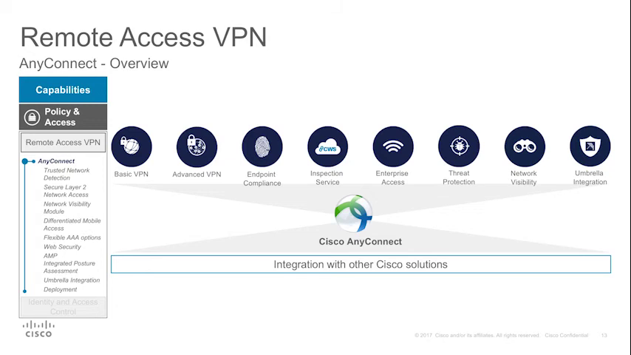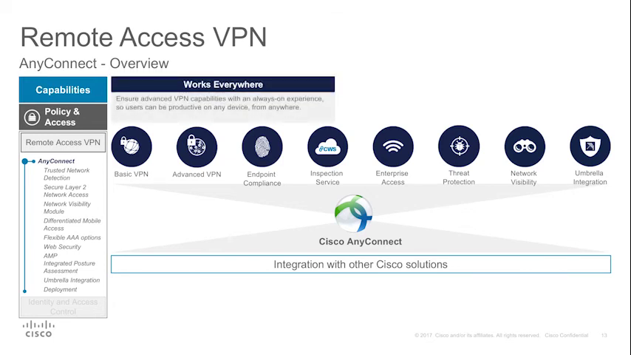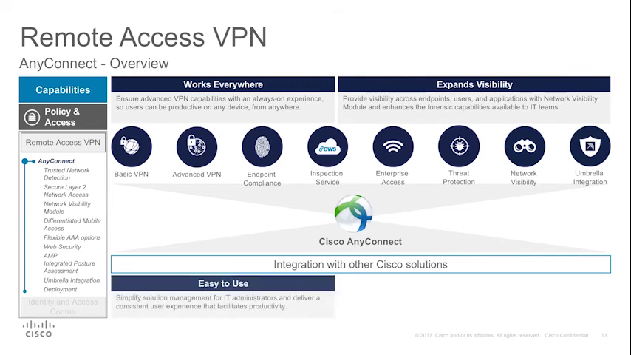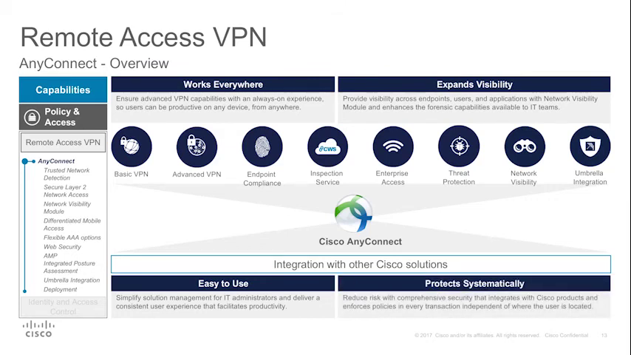Unlike other mobility solutions, AnyConnect goes beyond basic VPN needs, enabling customers to ensure approved devices and users have a consistent, reliable connection to the corporate network from anywhere, expand visibility with contextual endpoint intelligence, provide users with greater flexibility and ease of use through authentication methods, policy systems, and support for a breadth of devices and operating systems. And finally, protect against threats systematically through integration with Cisco's comprehensive security solutions.